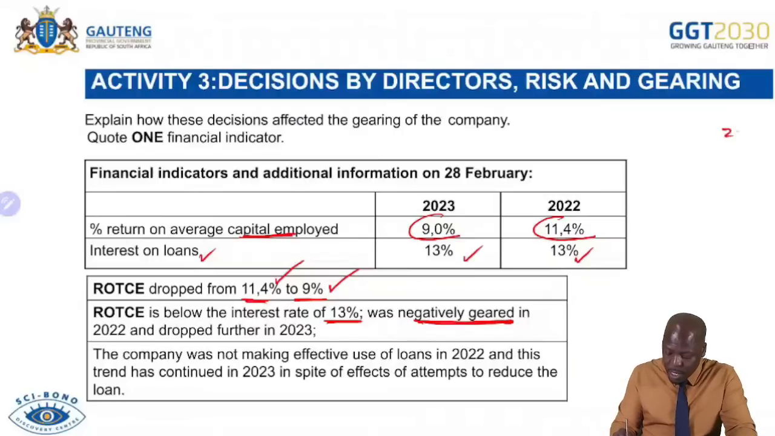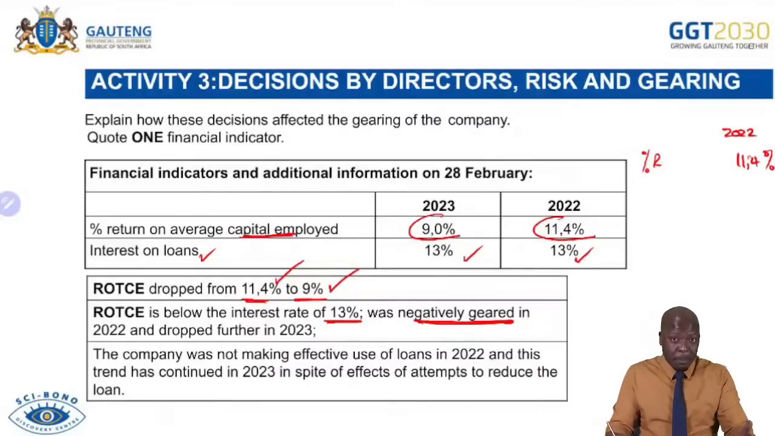You will see that in 2022, the company had a percentage return of 11.4%. Let me explain this in simple terms. For every 100 rands that the company borrowed as a loan, they invested that money. And from every 100 rands that the company had invested, it was getting 11 rand 40. All right? So I'll repeat it again. From every 100 rands that the company borrowed as a loan from the bank, it invested that 100 rands.